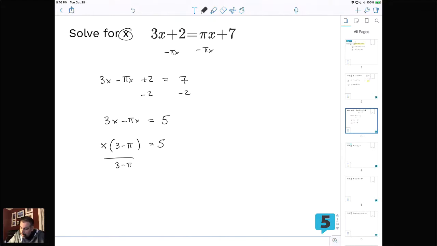So we divide both sides by 3 minus pi, and that takes us to x is isolated, and we've got x equals 5 over the quantity of 3 minus pi. This is the answer we're looking for.